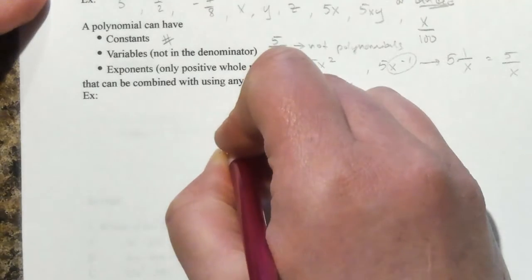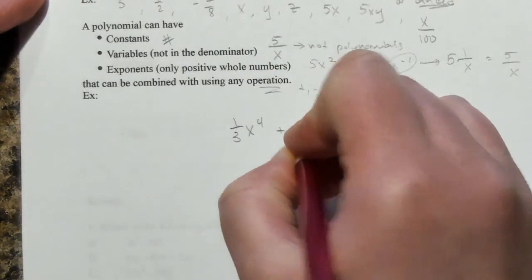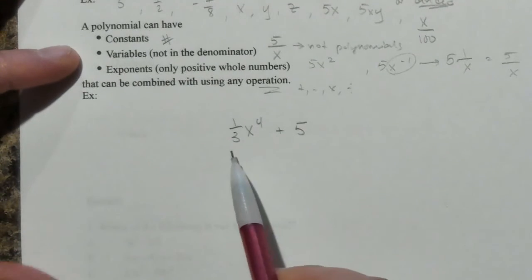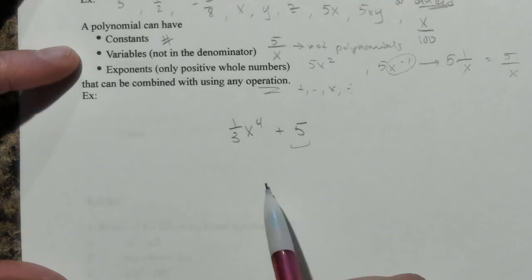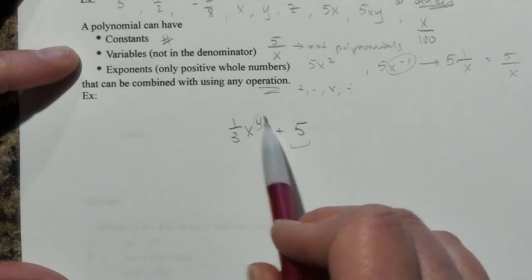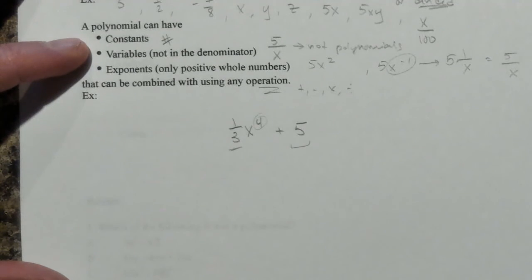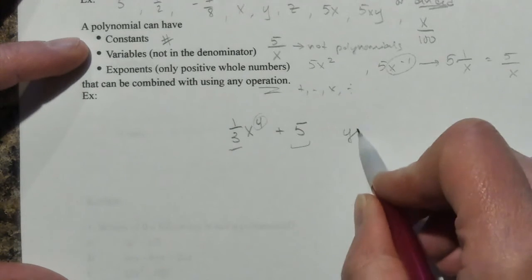If I have a third x to the 4th plus 5. I have a constant. I have an exponent that's a positive number. This is also considered a constant. Just because it's not a whole number doesn't mean that's not okay. So this is a polynomial.